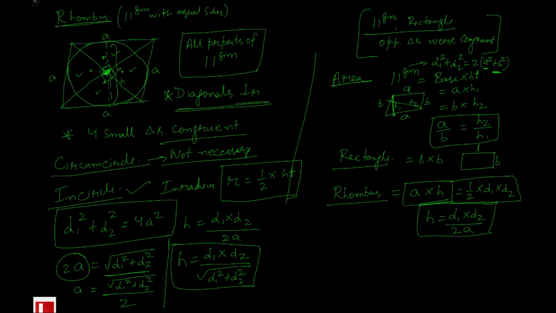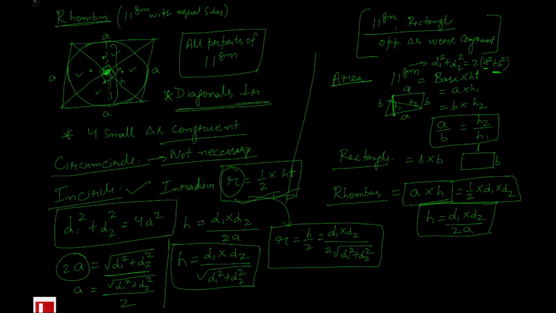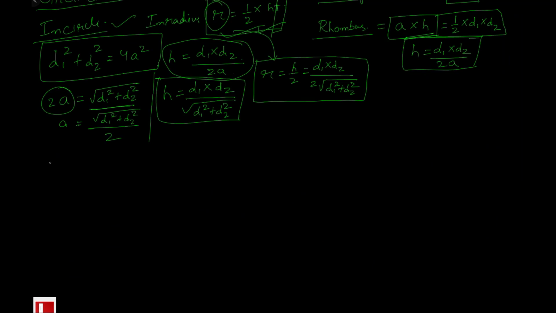And from here you can also see that inradius now can be presented as half of height, that is h by 2, that is D1 into D2 divided by 2 times root of D1 square plus D2 square. Okay. Fine. So there are multiple ways of presenting this. So inradius can be calculated as half of the height. And if you know the height, you can present it either in terms of diagonals and sides or only the diagonals. Fine.